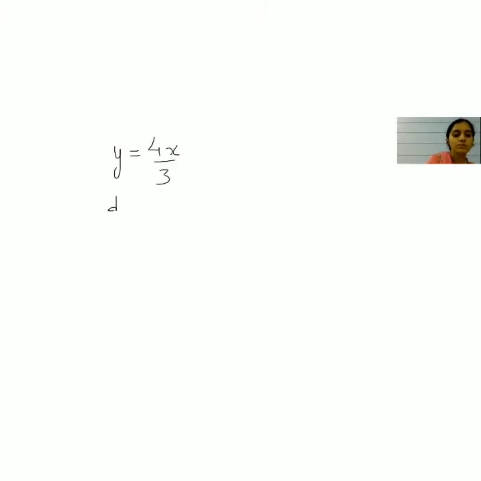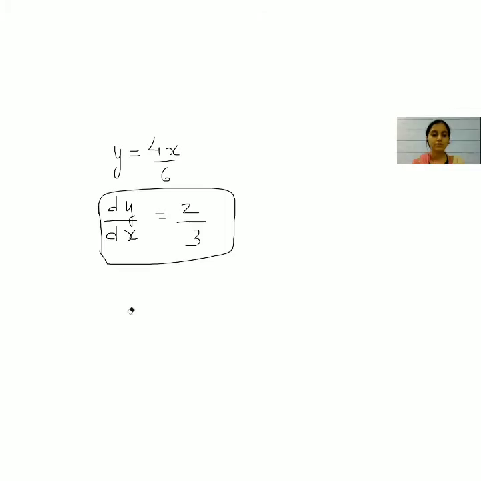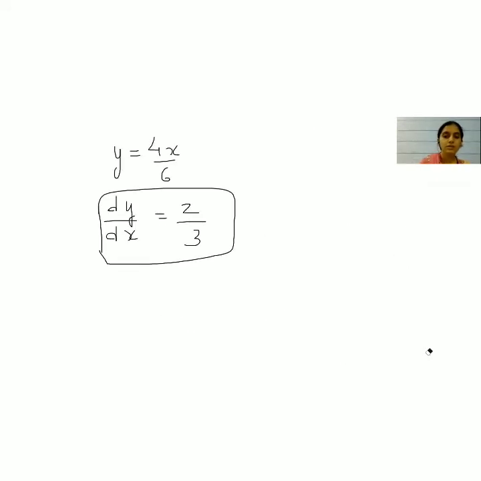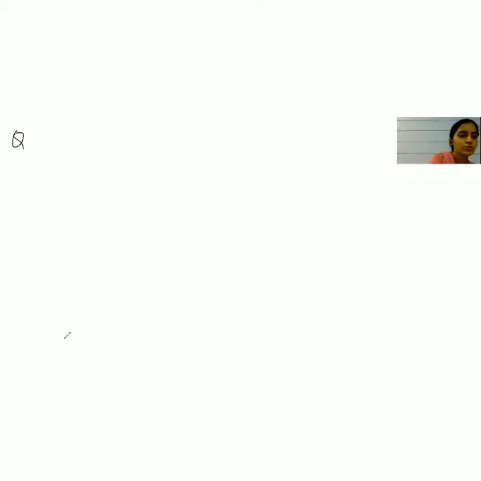dy by dx then will be equal to, sorry, 4x by 6. Every time I'm writing the wrong thing. So dy by dx, 4 by 6, derivative of x is 1, so 2 by 3 is the answer. This was the 12th question of question 7. Okay. Now we're moving on to exercise 1.2, question 8. So let us start with question 8.